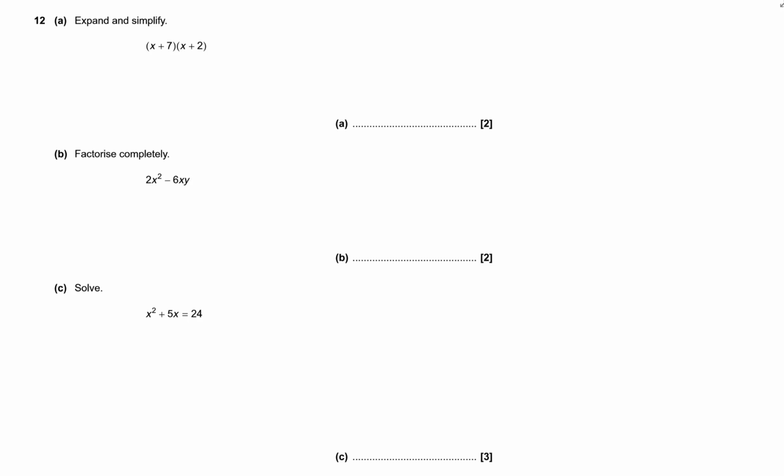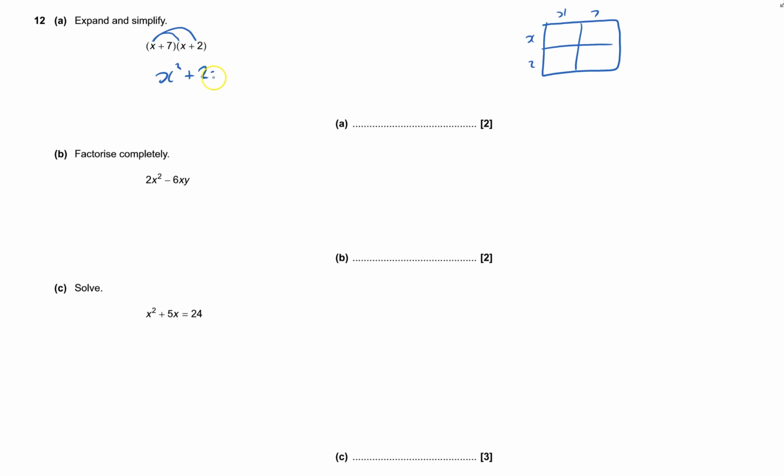Okay, now expand and simplify, so that means I need to multiply the brackets. You may want to put them into grids. Some people like the grids like this, with x plus 7 and x plus 2, and then do that. I like this way. So x times x is x squared.